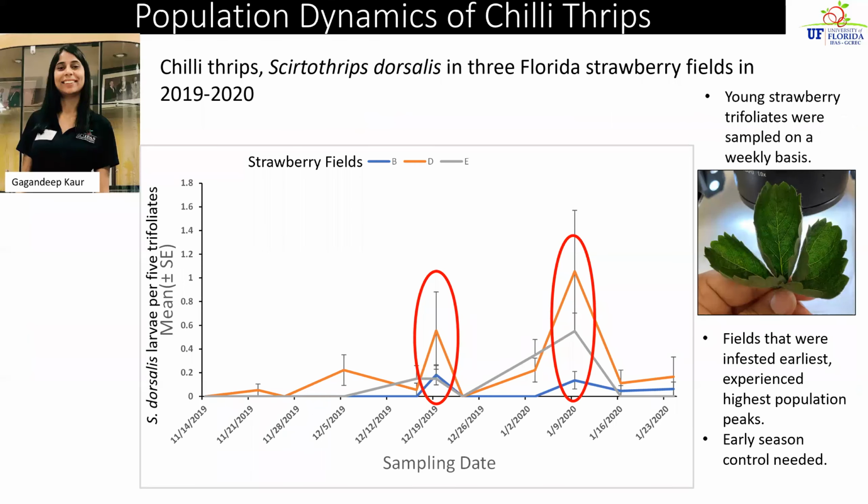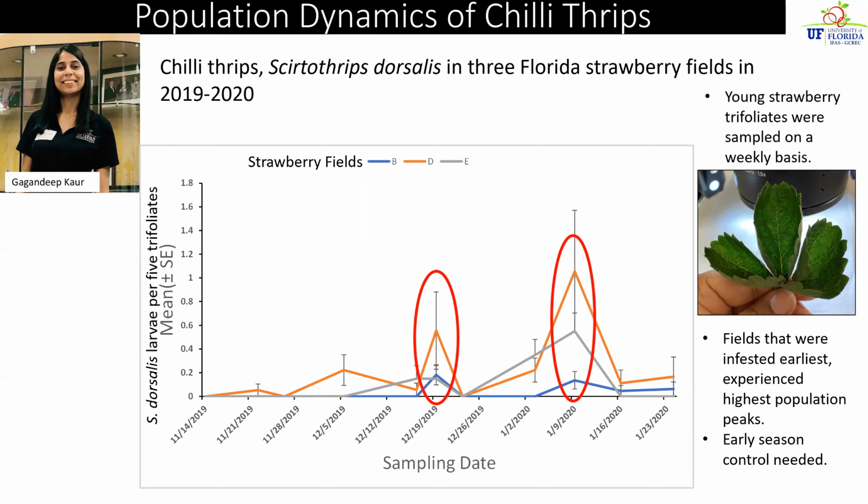A recent field study was conducted by my student in 4 grower fields in the Plant City area. Young trifoliates were sampled on a weekly basis for chili thrips larvae and adults. The results from 3 fields are presented in the graph.